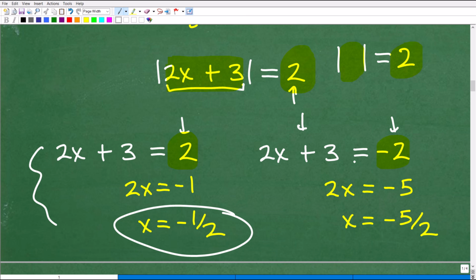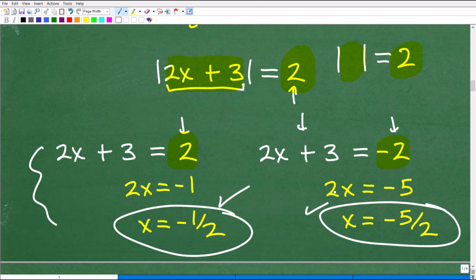Here we're going to subtract 3 from both sides of the equation. We get 2x is equal to -5. Divide both sides of the equation by 2. You get x is equal to -5/2. All right, so x is equal to -1/2, x is equal to -5/2. These are the 2 solutions to this absolute value equation.